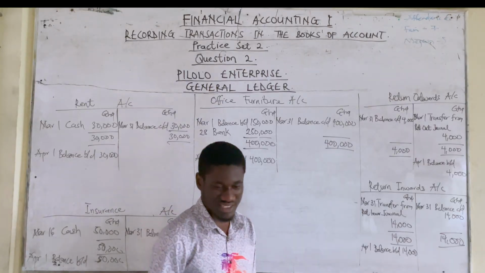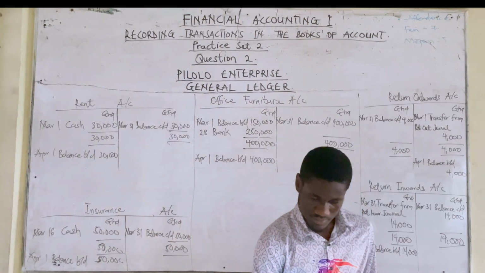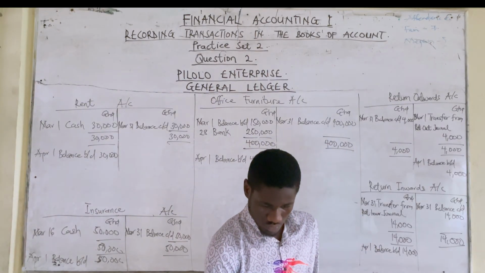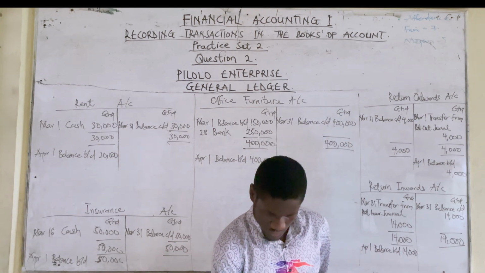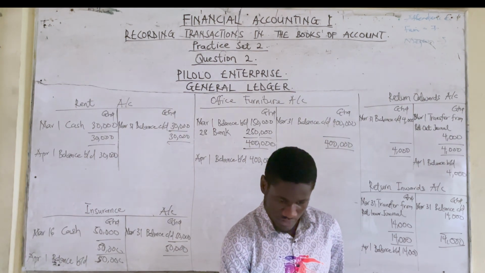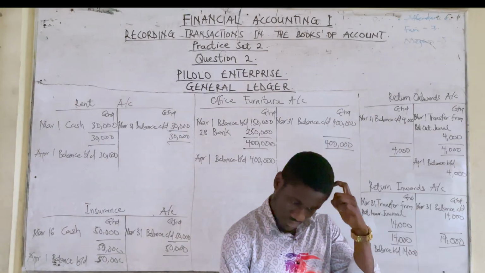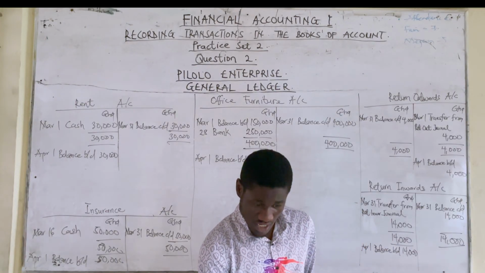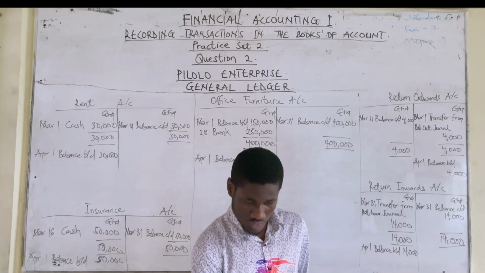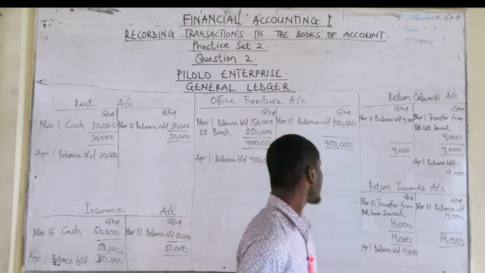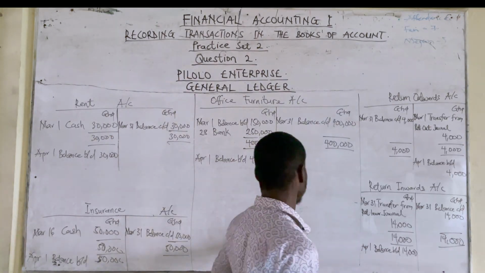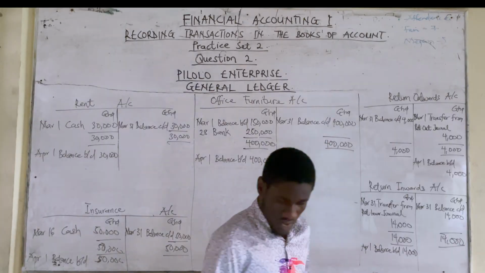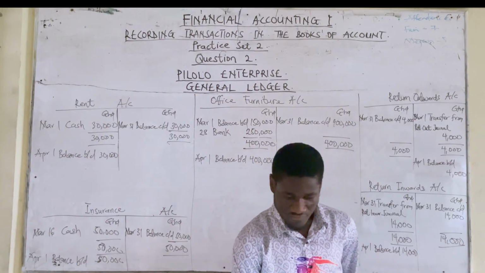So we move to any other account that we are supposed to open. Okay. So we've done the sales account, we've done purchases, we've opened rent, returns inwards, returns outwards, discount allowed, discount received. We've opened insurance and we've opened office furniture.